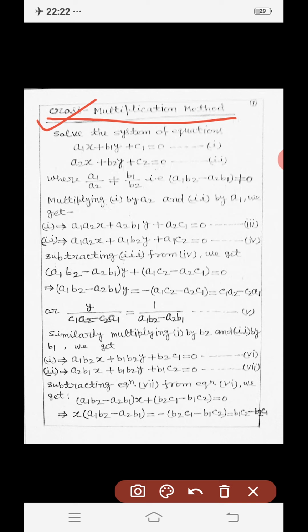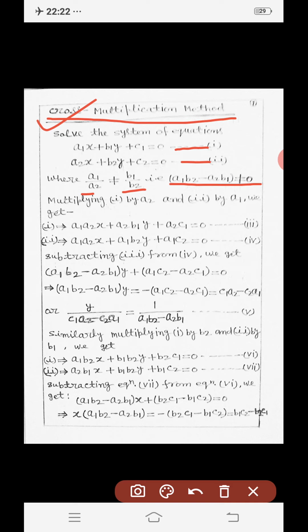Let us solve the system of equations a1x plus b1y plus c1 equal to 0. This is equation number 1. And a2x plus b2y plus c2 equal to 0. This is equation number 2. Where a1 by a2 not equal to b1 by b2, that is, a1 b2 minus a2 b1 not equal to 0.